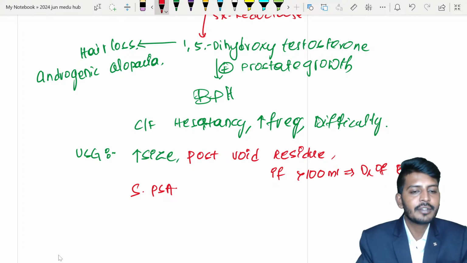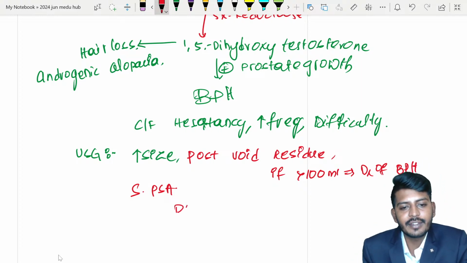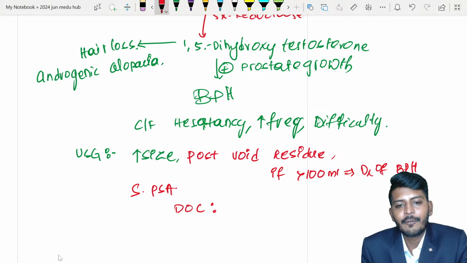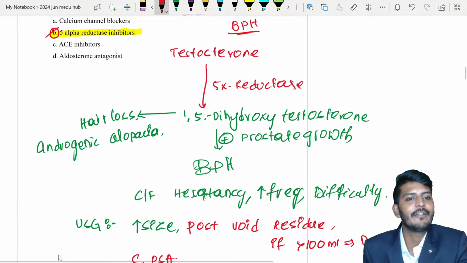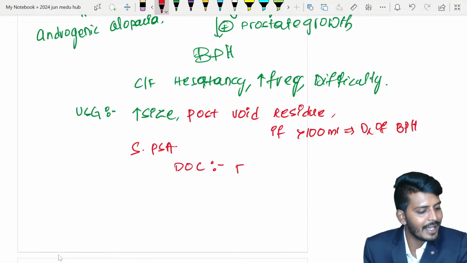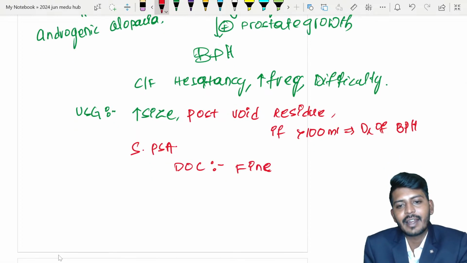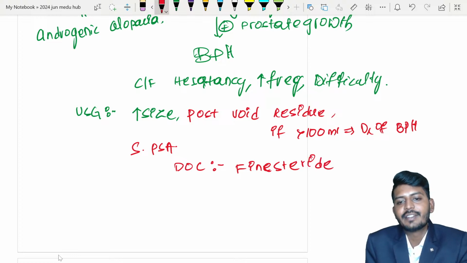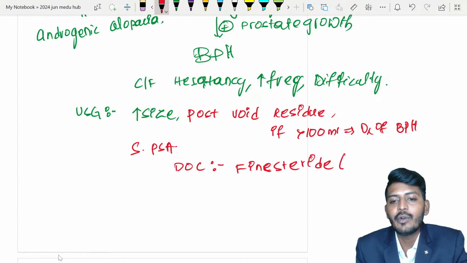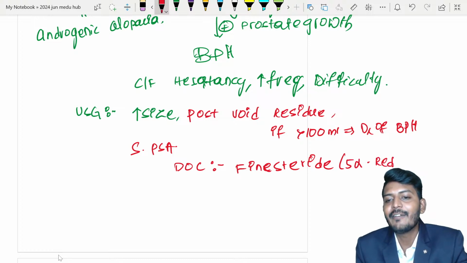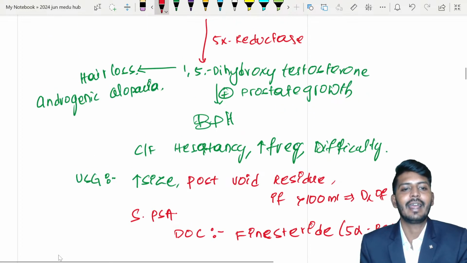Okay, and we also do one more thing, serum PSA, prostate specific antigen. So the drug of choice is a 5-alpha reductase inhibitor, such as finasteride. The drug of choice is finasteride, that is your 5-alpha reductase inhibitor. किसको बंद कराता है? 5-alpha reductase को inhibit कर देता है.